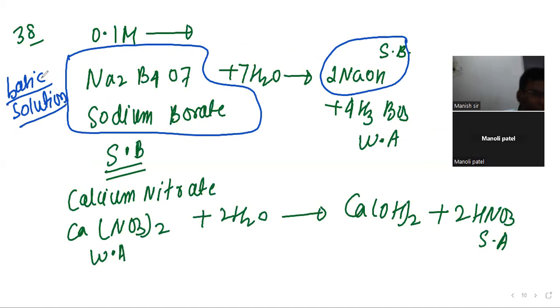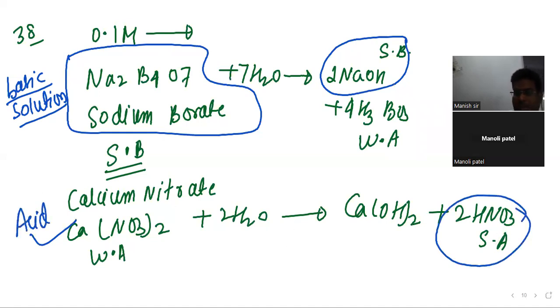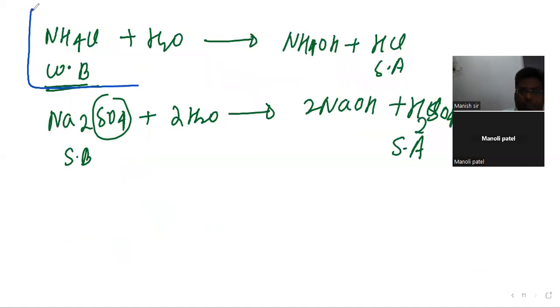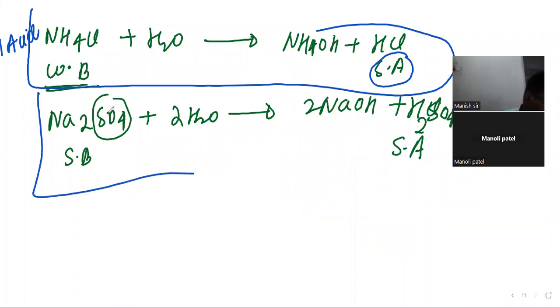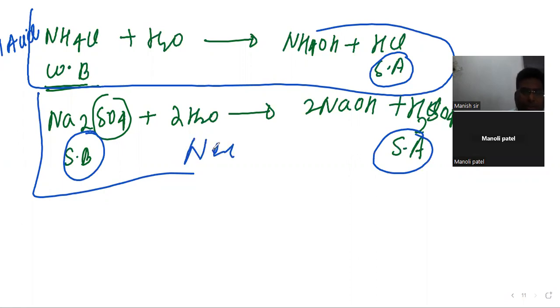Right? And next one is calcium nitrate, and this is acidic in nature. So this will be acidic. And next is also a strong acid there, so it also exists in acidic nature. Right. So the next one is a strong base and a strong acid, so it will be neutral. So please write it down.